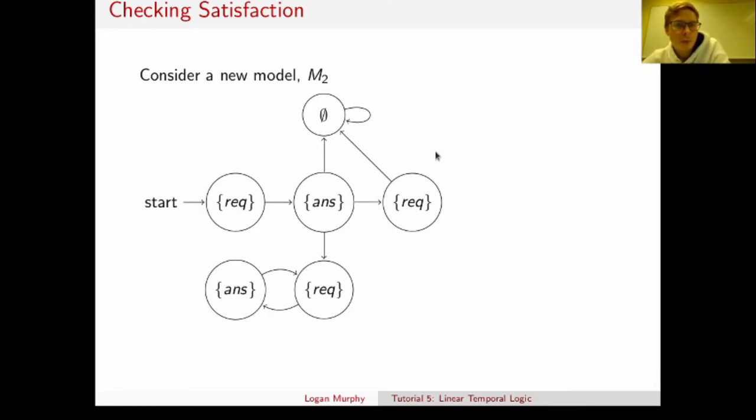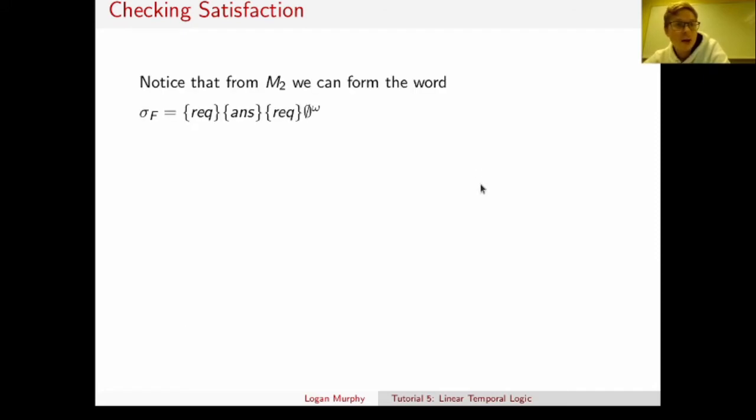Okay, what about a different model, this M2? So this is different than the one I showed before. We have a new transition we can do here. And of course the question is going to be, does this new M2 satisfy phi? And you should be able to see that it doesn't, but let's actually prove it.